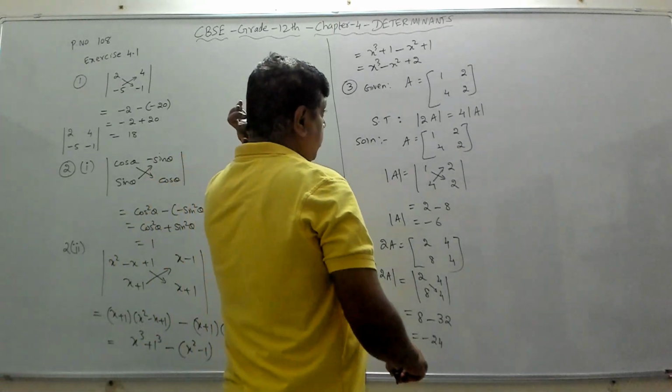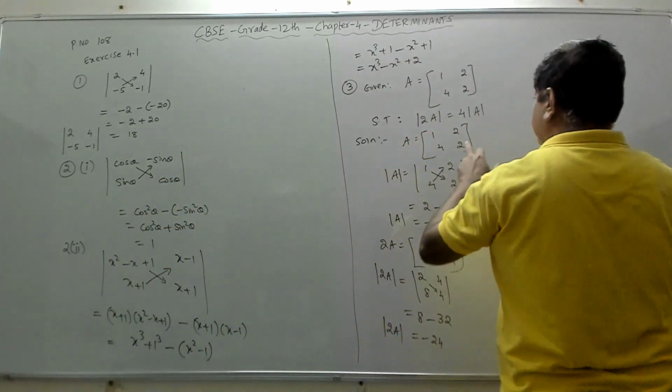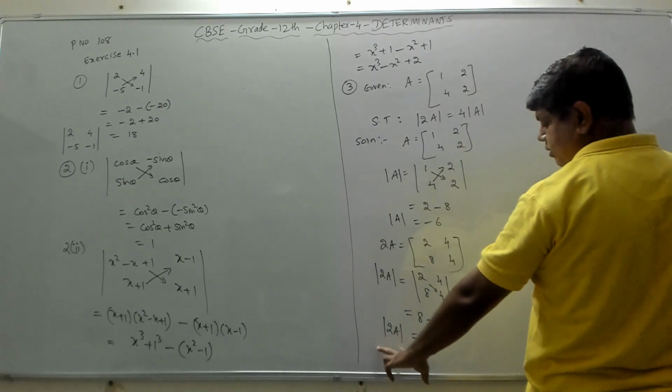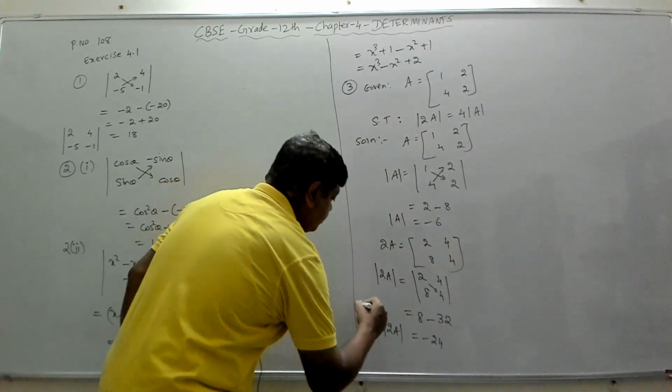Right, now let's try to find the value of 4 times determinant of A. So this is our LHS, the left hand side is your LHS.